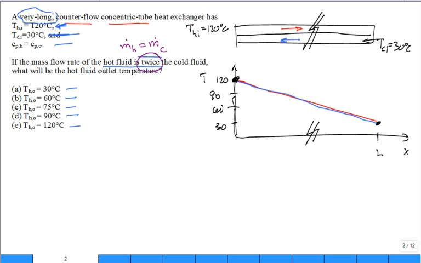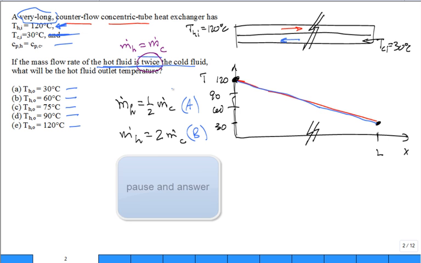But what did we do to the mass flow rate of the hot fluid? It's twice the mass flow rate of the cold fluid. So if I take this sentence right here and I put it in equation format, clicker question, is that saying m dot h is equal to 1/2 of m dot c, or m dot h is equal to 2 m dot c? Either answer A or B. What is that sentence saying? The mass flow rate of the hot fluid is twice the cold. Is it A, the correct mathematical interpretation of that, or B?